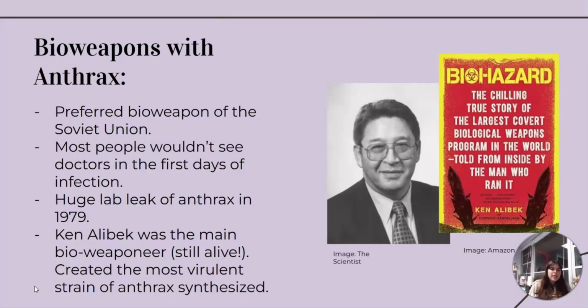It was paused for a little bit in 1979 because there was this huge lab leak of anthrax. However, it came back later in the 80s with Ken Alibek, who's the main bioweaponeer, and he is still alive. He actually wrote a book about how he created the most virulent strain of anthrax ever synthesized. And at one point in 1987, they were creating up to 2 tons of anthrax a day, simply for mortars, shells, and bombs with anthrax inside.